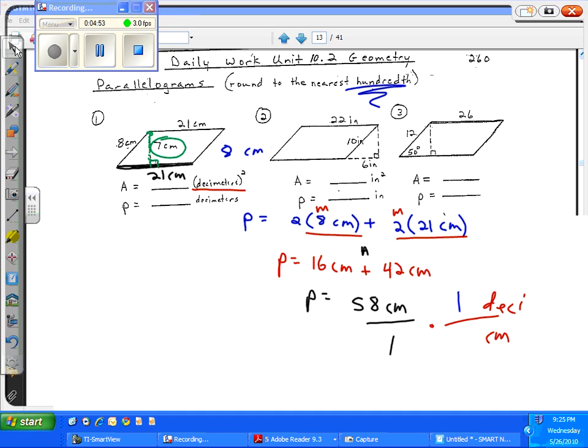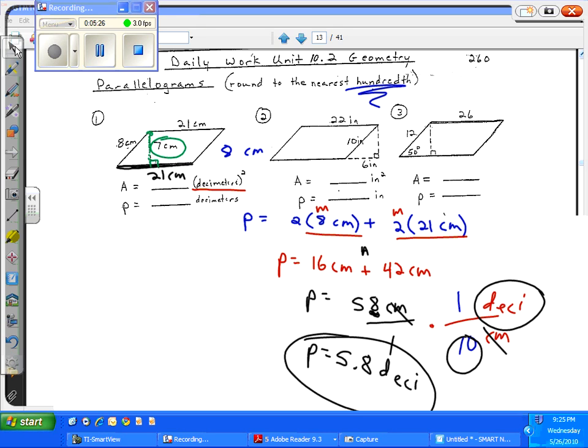The bigger is deci, so one of those is how many centi? 10. It's deci to the first, centi to the first, so we have 1 to the first, 10 to the first, so they stay the same. We're losing the name centi, gaining the name deci. When you divide by 10, it moves the decimal one place. And so we're going to have 5.8 decimeters. Any questions on number 1?